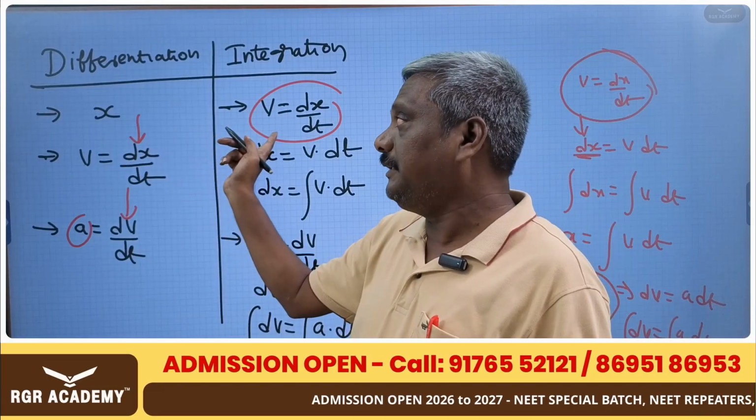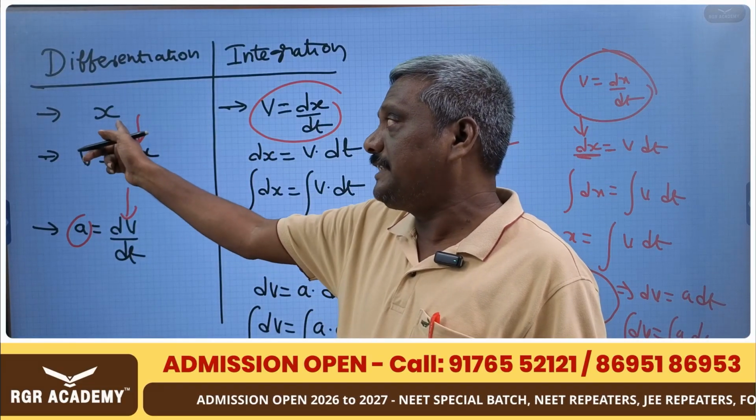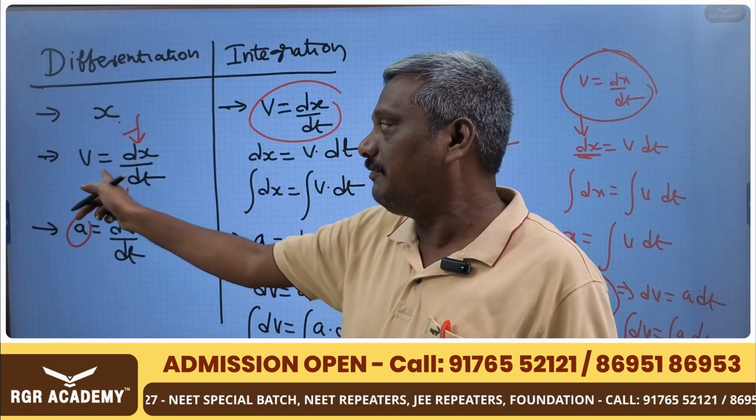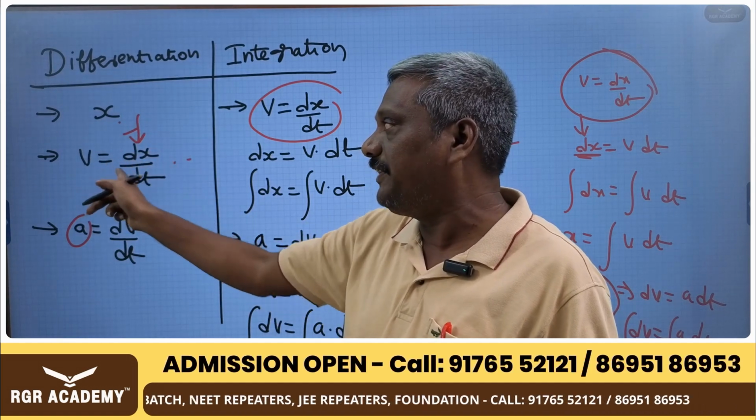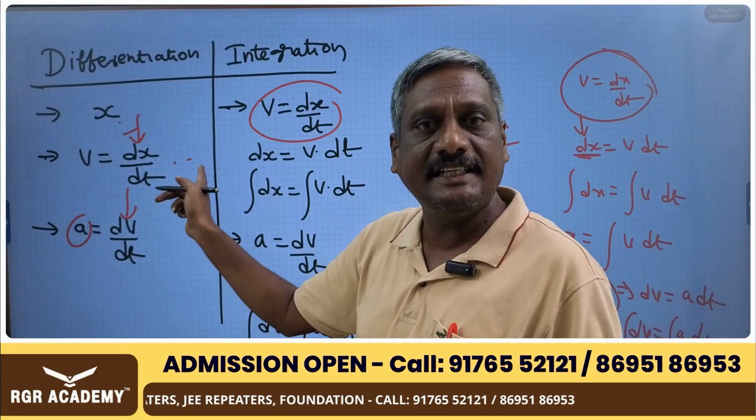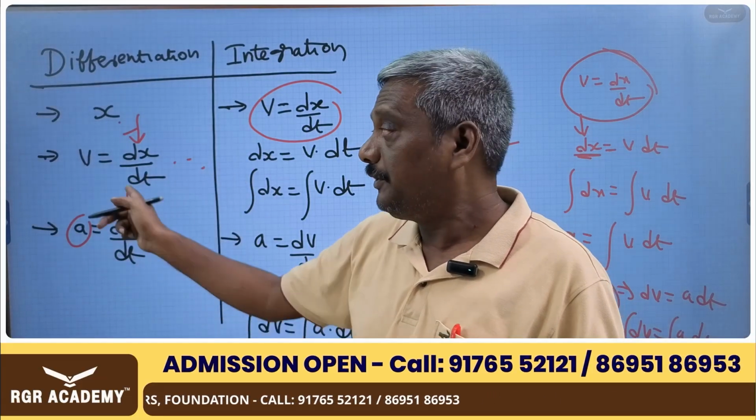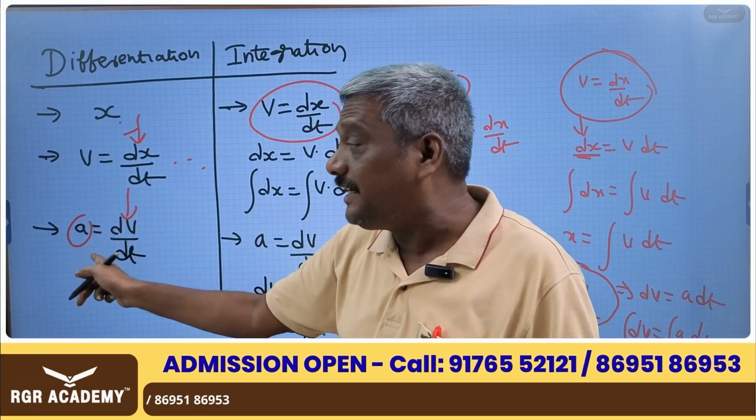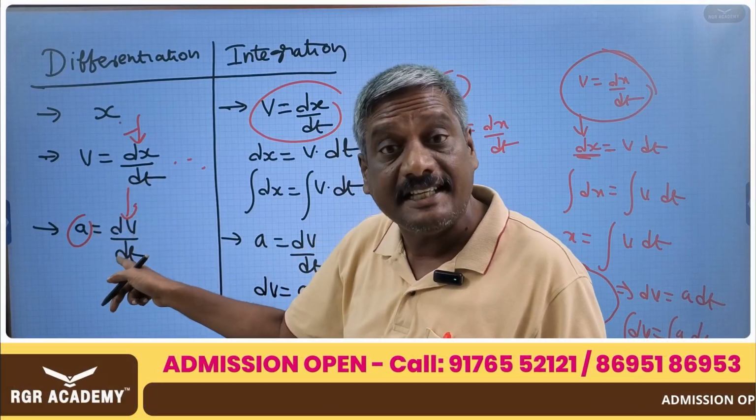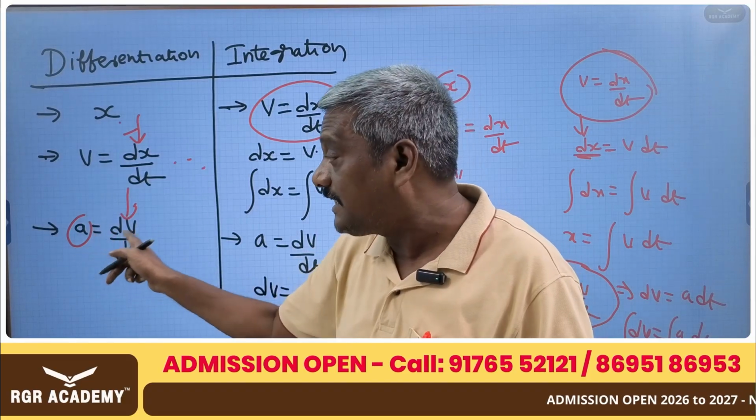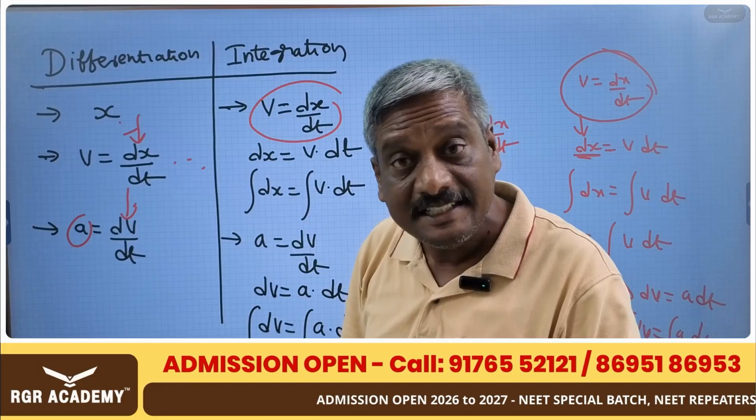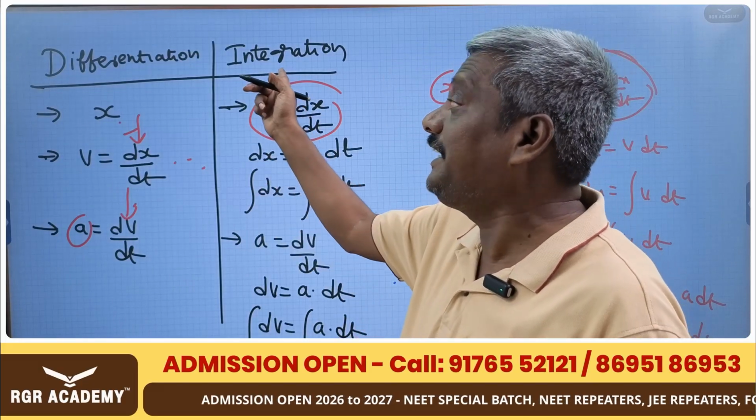See once again, if you know displacement or the distance traveled by the body, you get velocity by doing differentiation. v is equal to dx by dt. If you know velocity, from that you get acceleration. Differentiate it once again, you get acceleration, dv by dt, like this. Next, one more method, integration.